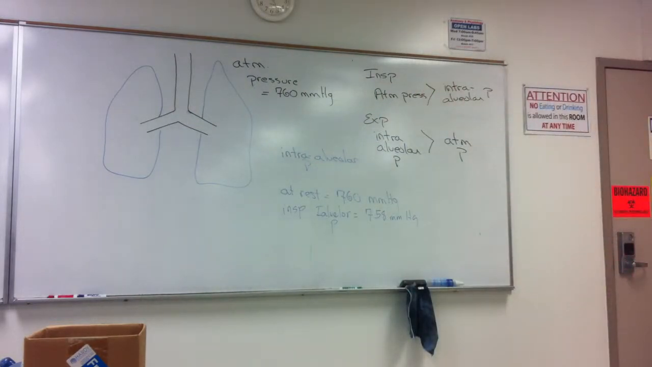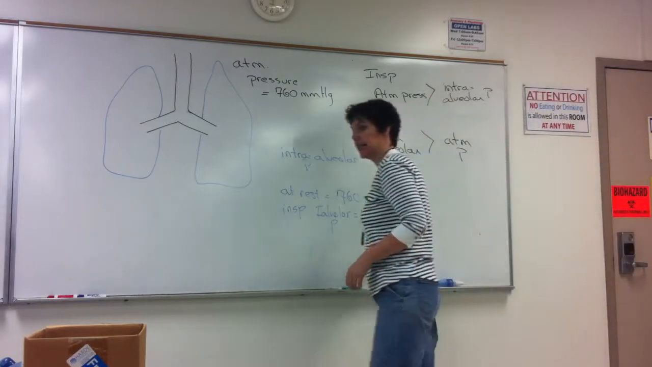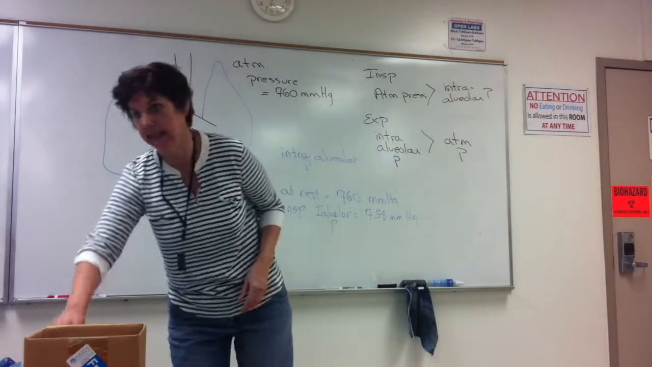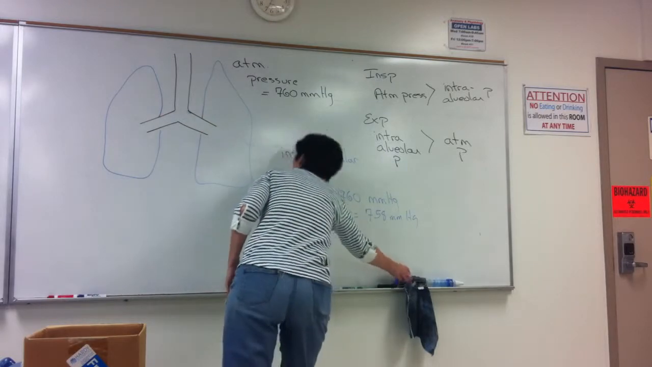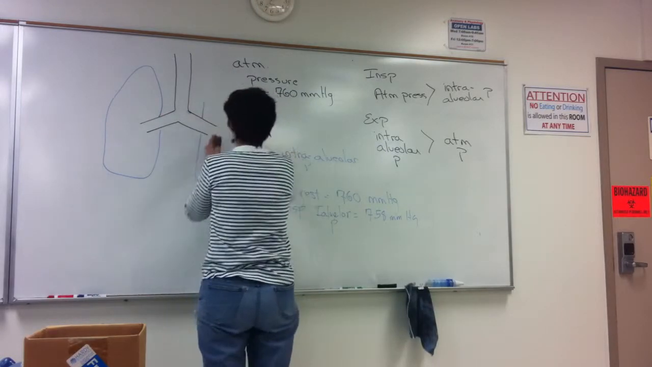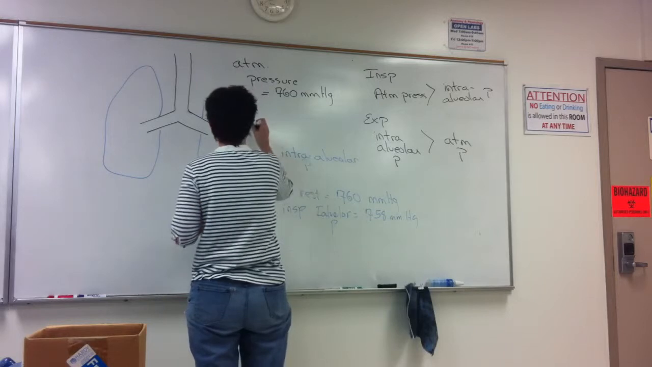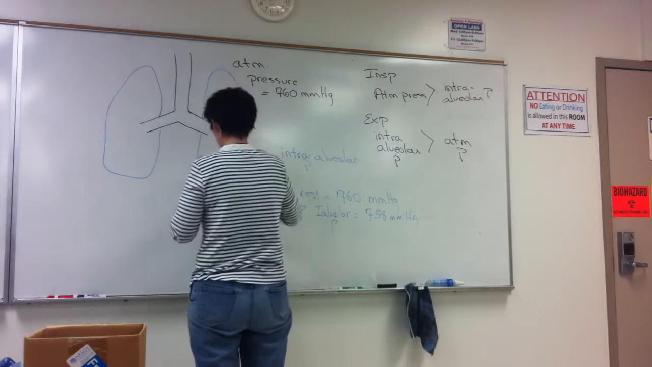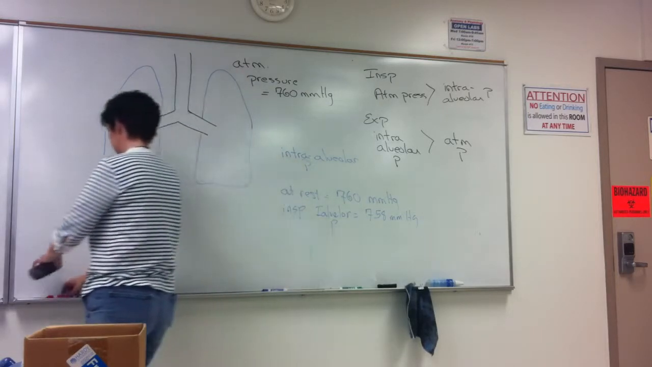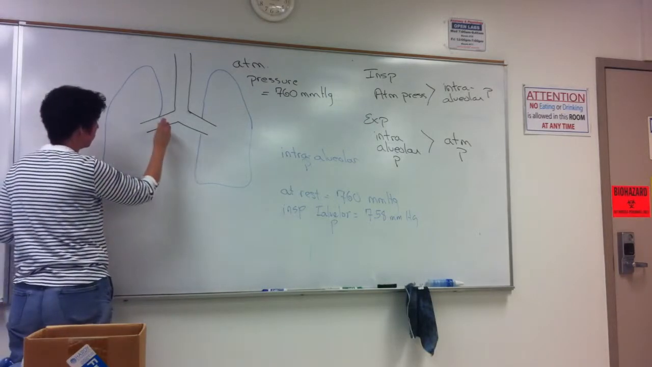We have an additional source of pressure though, and that is in the intrapleural space. So let me make this a little bit more realistic here. And I'll attach the pleura. So we have visceral pleura.